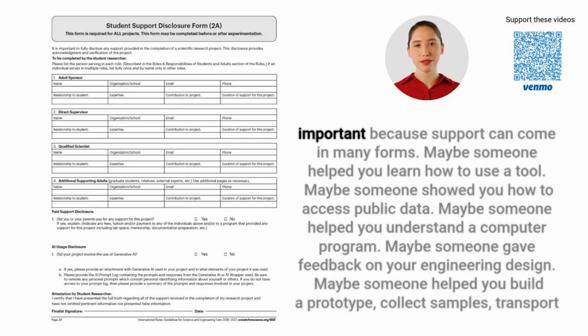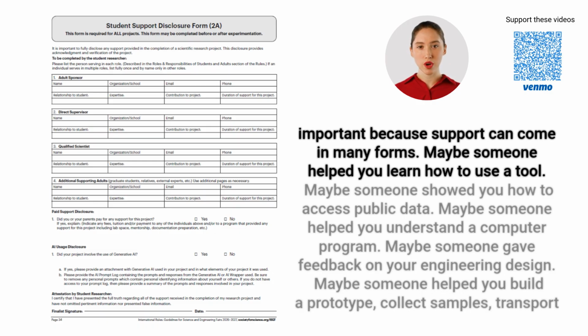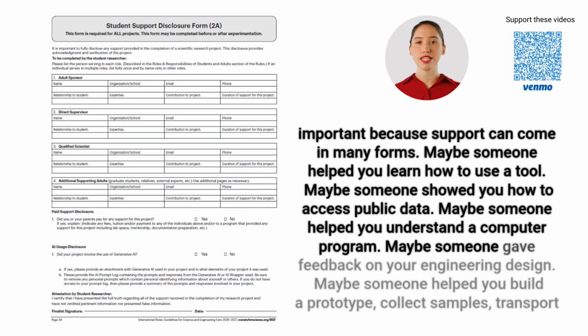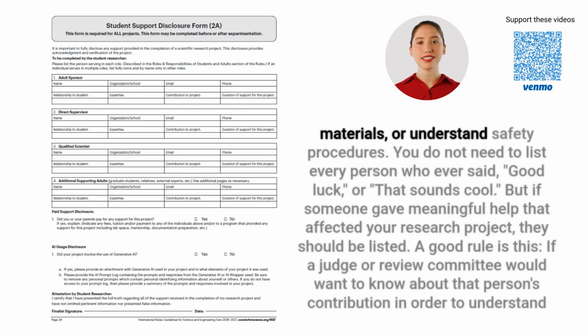This section is important because support can come in many forms. Maybe someone helped you learn how to use a tool. Maybe someone showed you how to access public data. Maybe someone helped you understand a computer program. Maybe someone gave feedback on your engineering design. Maybe someone helped you build a prototype, collect samples, transport materials, or understand safety procedures.